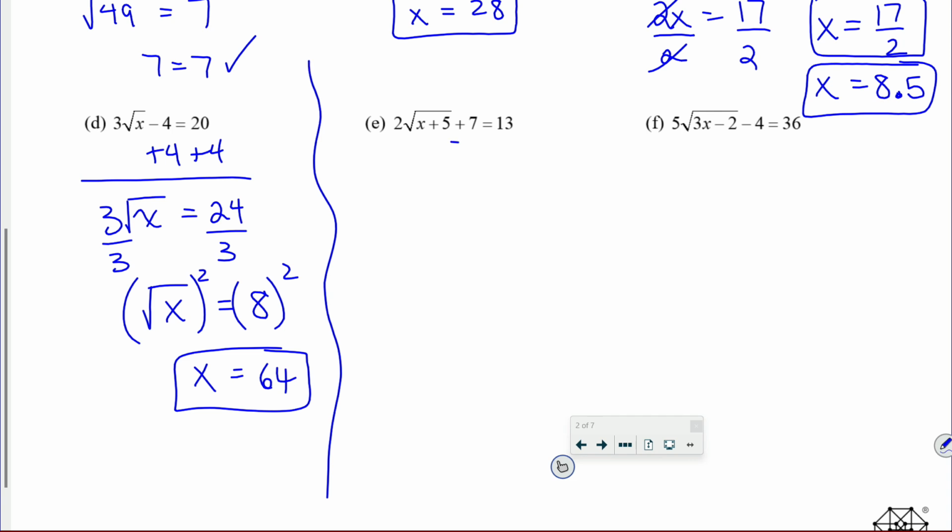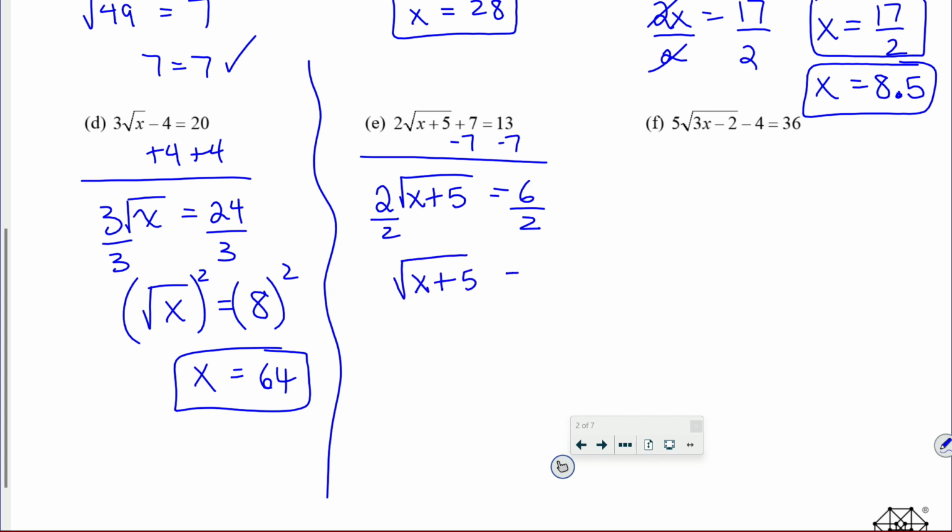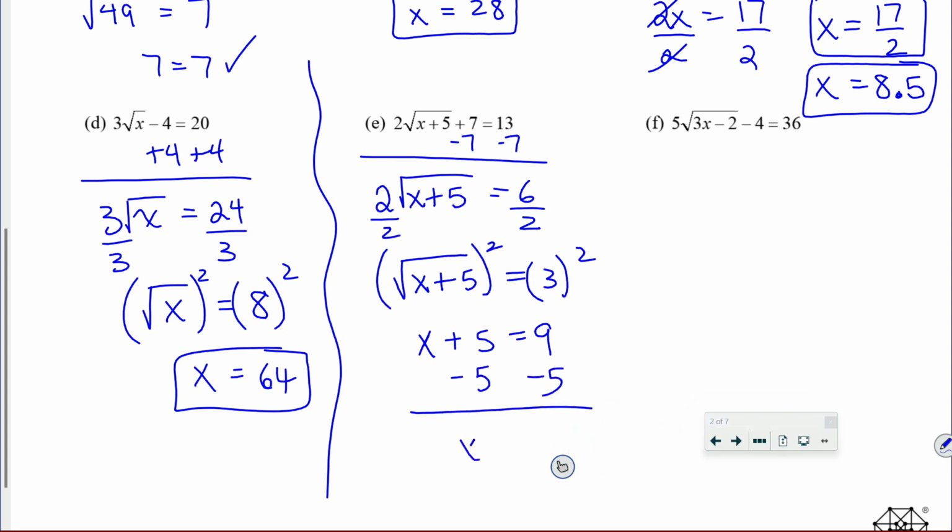So first things first, let's subtract 7. That's going to give me 2 times the square root of x plus 5 is equal to 6. Let's divide by 2. That's going to give me the square root of x plus 5 is equal to 3. Now we'll square it. That's going to give me x plus 5 is equal to 9. Great. Now let me subtract 5 from both sides, and I'll get x is equal to 4.